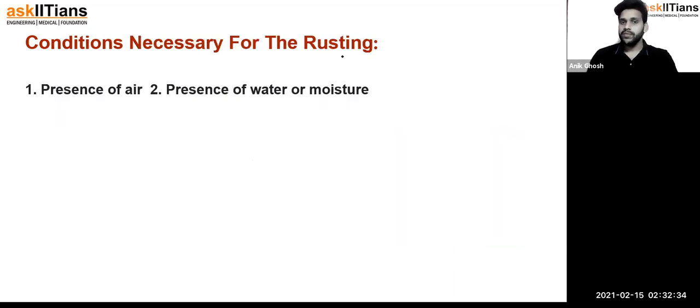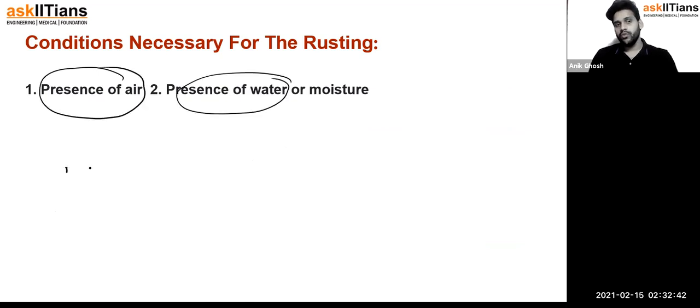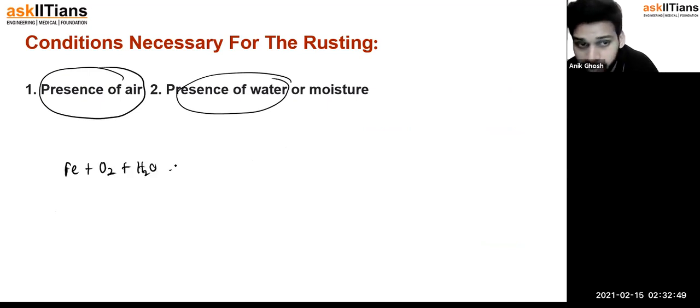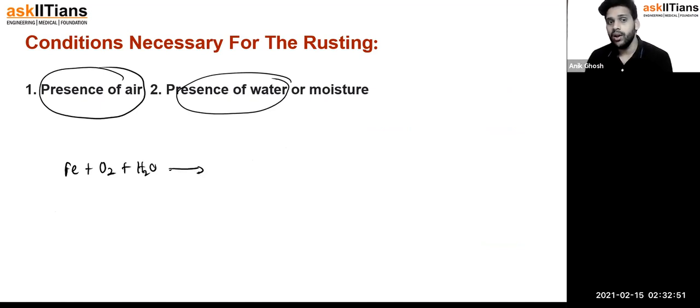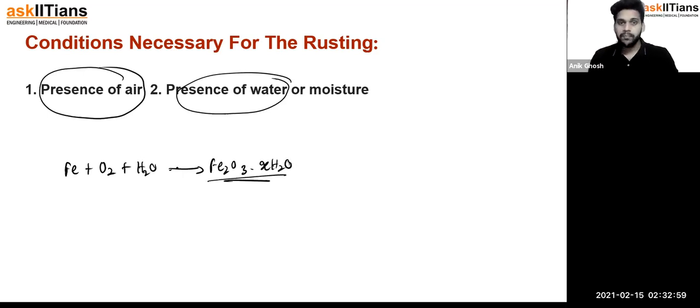So, the conditions necessary for rusting: the presence of air and the presence of water or moisture. That is why when I wrote the formula, I wrote O2 and H2O. Without the presence of this air and moisture, you would not be able to form Fe2O3.xH2O. So you need both of them. So this is a pure oxidation reaction.